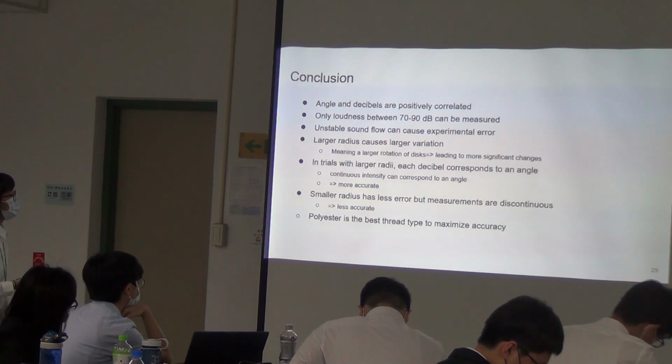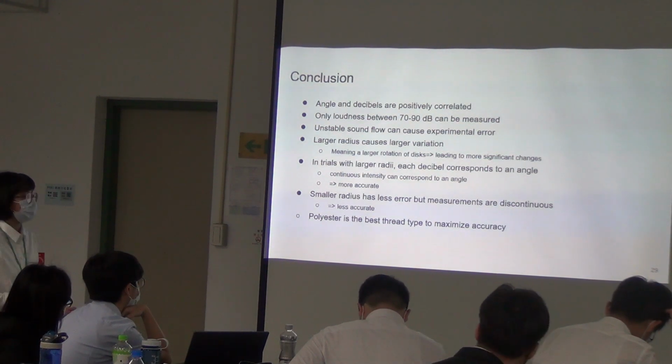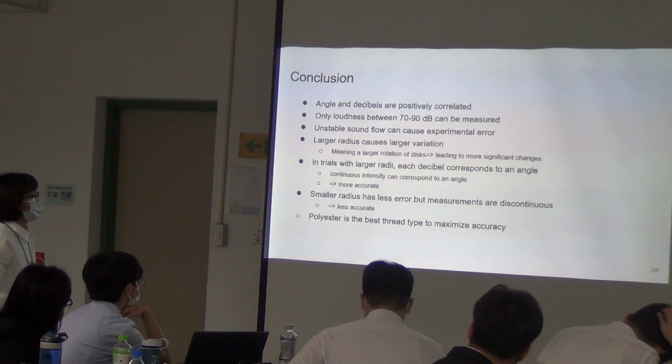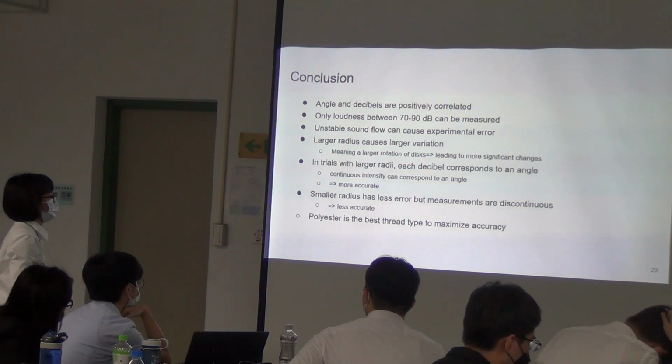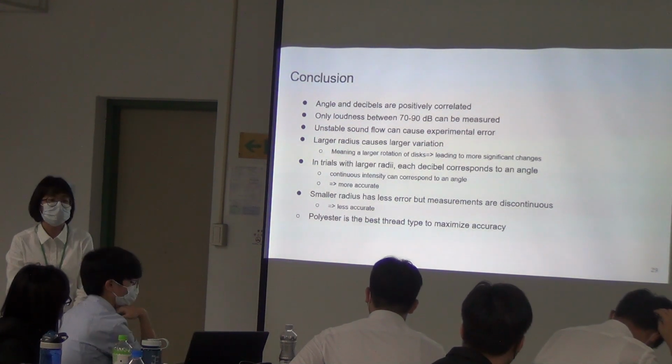A smaller radius has fewer errors, but measurements are discontinuous, which means it is less accurate as defined by us. And polyester is the best thread type to maximize accuracy. And that's the end of our presentation. Thank you.